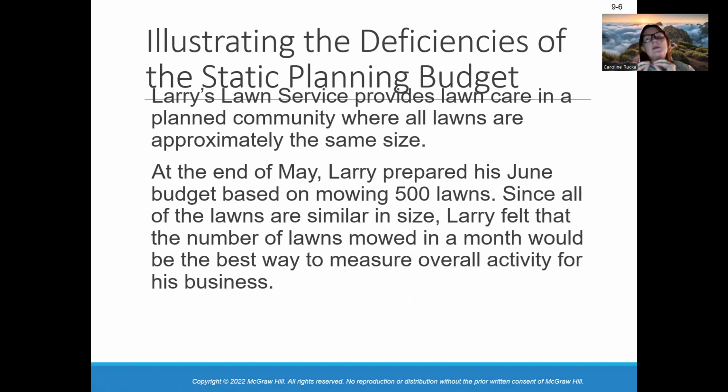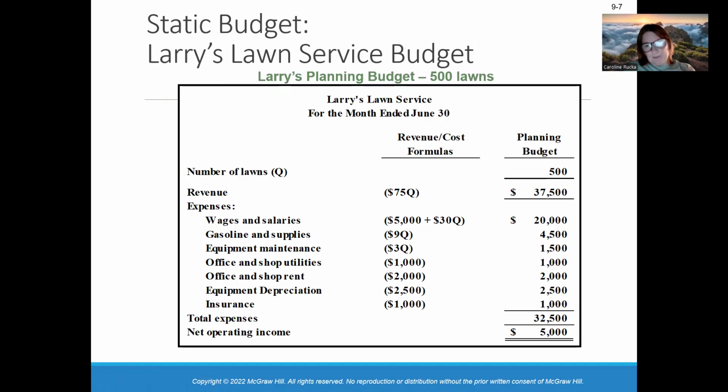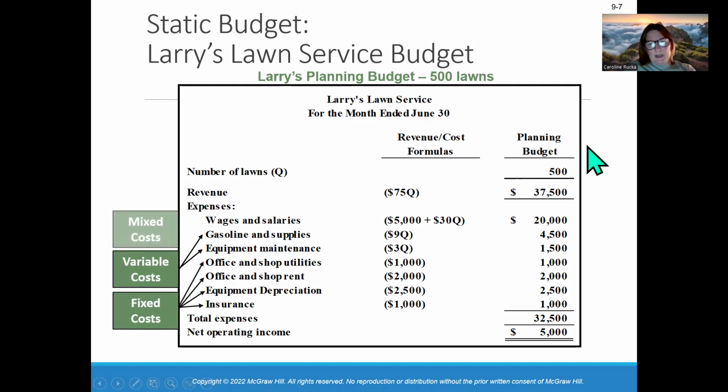So, in this example, Larry's lawn service provides lawn care in a planned community. All the lawns are the same size, okay? At the end of May, Larry prepares his June budget based on mowing 500 lawns. And since all the lawns are the same size, Larry felt like the number of lawns mowed would be the best way to measure overall activity. So here's his planning budget, okay? Number of lawns, 500. That's his assumption, okay?